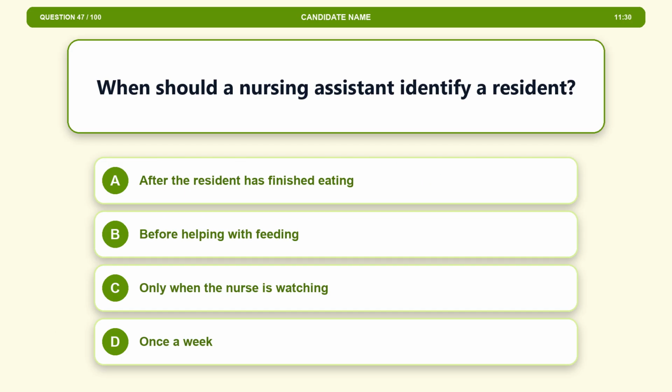Question 47. When should a nursing assistant identify a resident? Option A. After the resident has finished eating. Option B. Before helping with feeding. Option C. Only when the nurse is watching. Option D. Once a week.